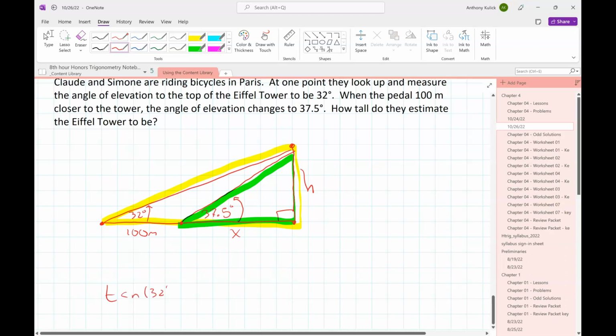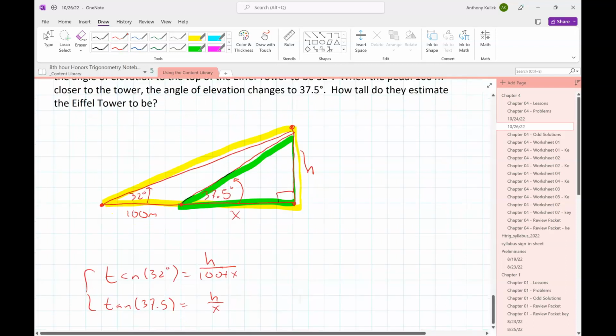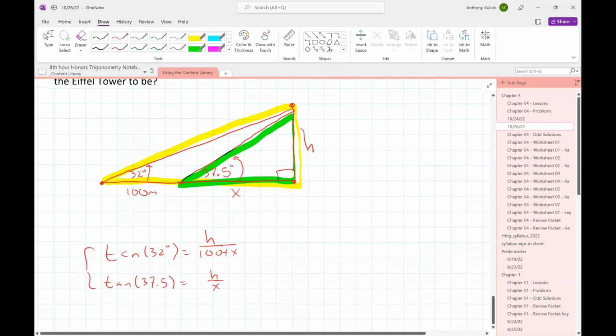So using the yellow triangle, I can say tan 32 is equal to opposite over adjacent. And then using the green triangle, I can say tan 37.5 is equal to opposite over adjacent. There's my system. Everybody feel okay with that? What are we solving for in this system? h.